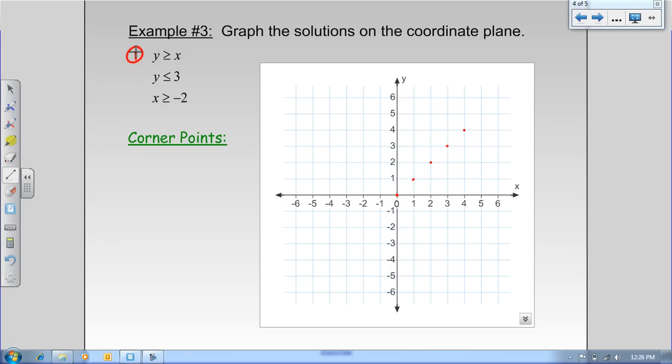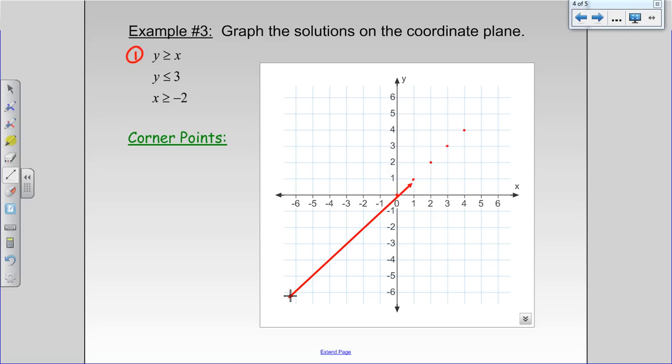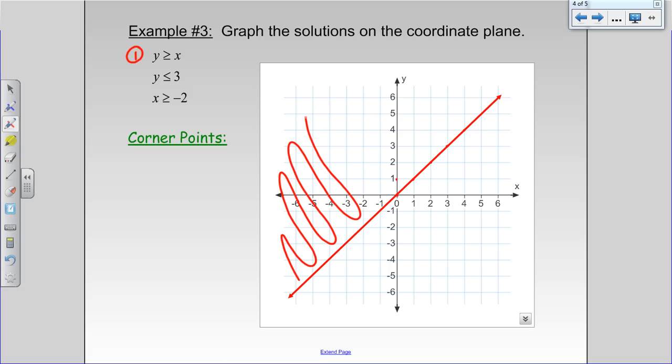We will use a solid red line to graph the boundary line because we have a greater than or equal to symbol. In this case, since the line passes through the origin, we cannot use that point as our test point, but we could test a point such as (0, 1). If y is 1 and x is 0, we obtain a true inequality. 1 is greater than or equal to 0. So all the points on that side of our boundary line should be solutions.